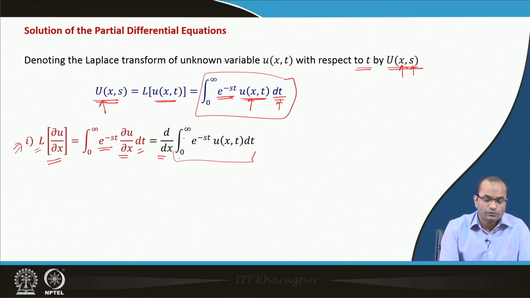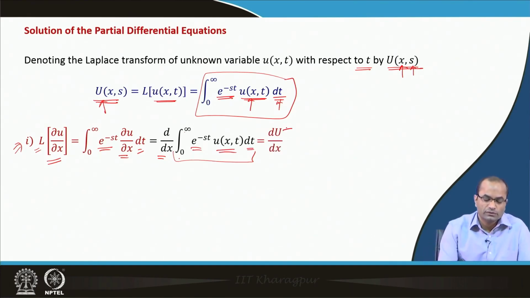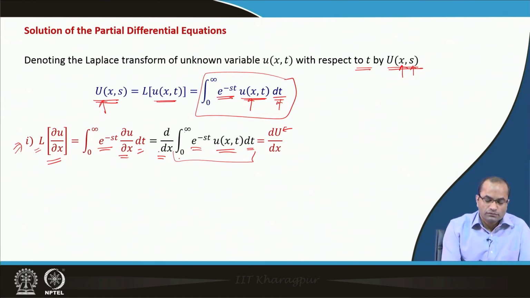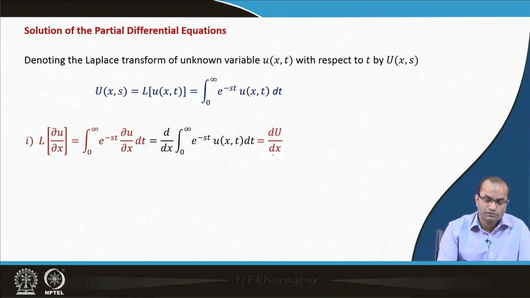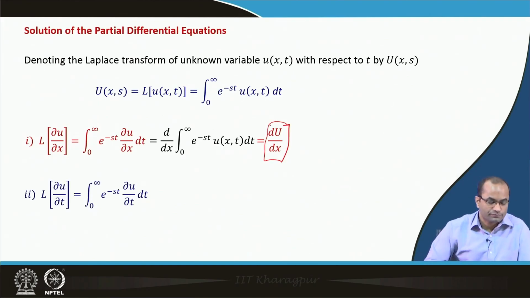So, we have the integral from 0 to infinity of e power minus s t u(x,t) dt, and as per our notation we denote this as big U, that is the Laplace transform of u(x,t) with respect to t. So, here we have dU/dx. This derivative term dU/dx will remain as it is, because we are not taking the Laplace transform with respect to x.